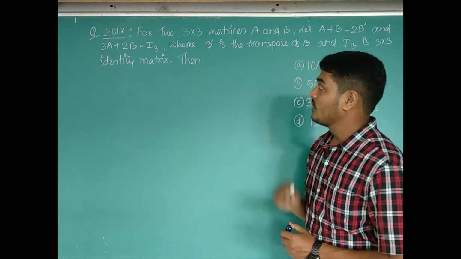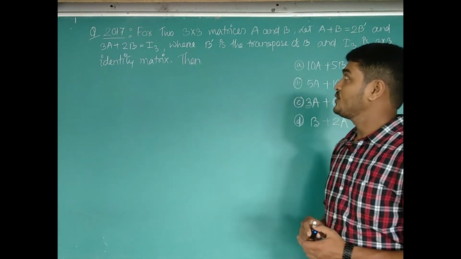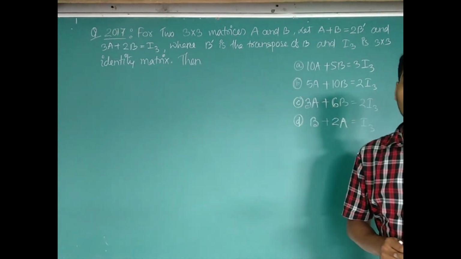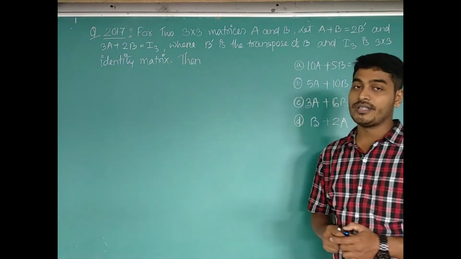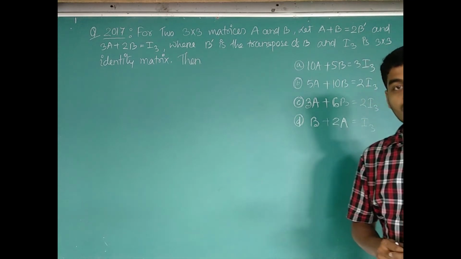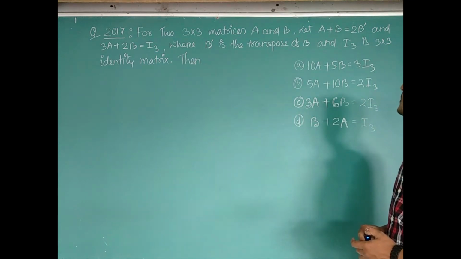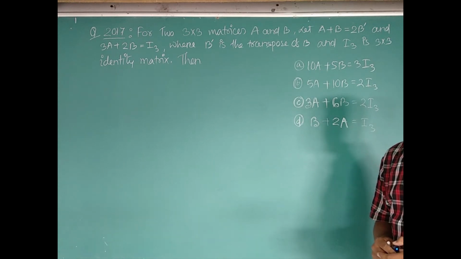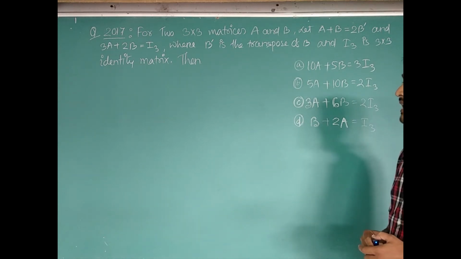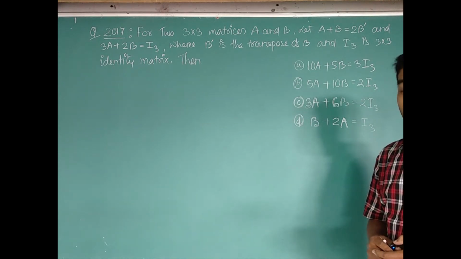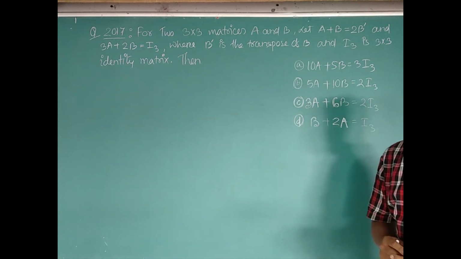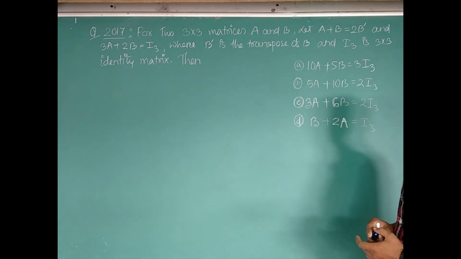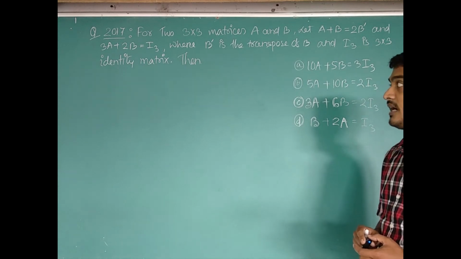For two 3x3 matrices A and B, that is, we have considered two different matrices, A and B, of order 3x3. Both of them are square matrices. Let A plus B be equal to twice B dash, B prime. That means B prime is nothing but the transpose of the matrix B. And thrice A plus twice B is equal to I3. I3 means identity matrix of order 3, where B dash is the transpose of B and I3 is the 3x3 identity matrix.